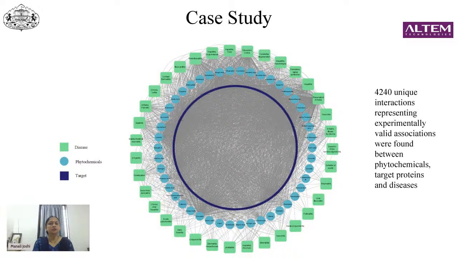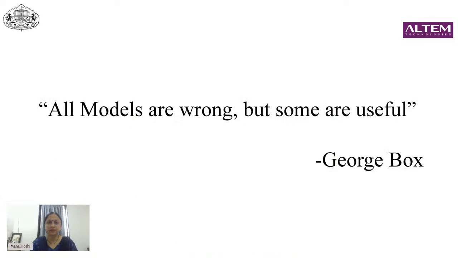So, just to show you, in our case study of Haritaki, we capture around 4,240 unique interactions, and these are all experimentally valid associations between phytochemicals in Haritaki, different target proteins, and these diseases in three different broad categories. Okay, so we are very happy to share that. We are still in the process of copyright. So once that is complete, we'll be able to release this.